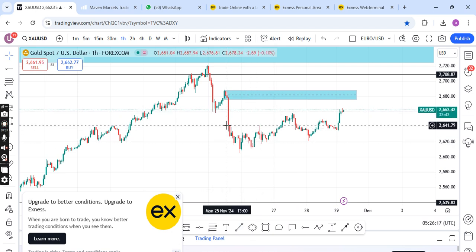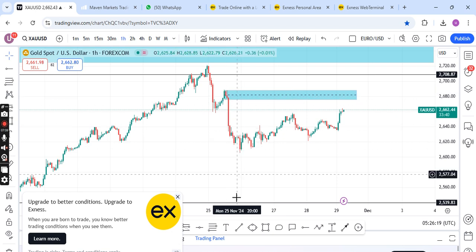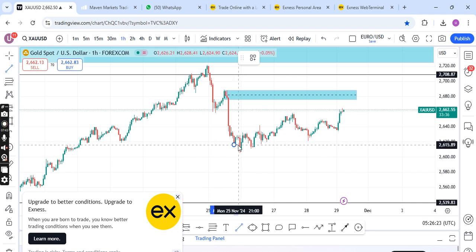First and foremost, we saw a massive sell to the downside. This was the last BOS we spotted here. You can see this is the last BOS here on the 1 hour time frame. This is the BOS for me.